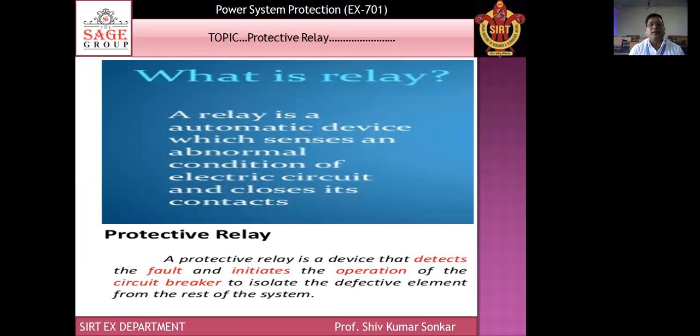And what is a relay? A relay is an automatic device which senses an abnormal condition of an electric circuit and closes its contact. Another definition: a protective relay is a device that detects the fault and initiates the operation of the circuit breaker to isolate the defective element from the rest of the system.